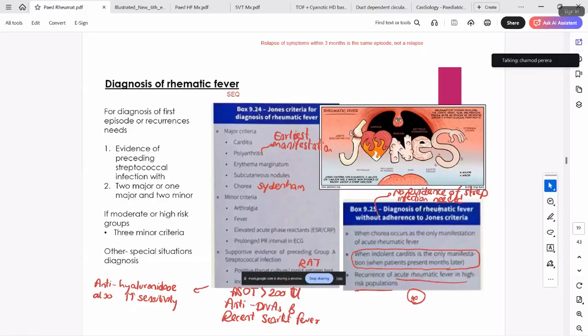Okay, and then you need to know that the recurrence of rheumatic fever is again high in these high-risk populations. When indolent carditis is the only manifestation, like when patients present months later, you don't need the criteria. On recurrence, you might not meet the criteria. When patients present months later with indolent carditis, again you don't need this, and chorea also you don't need. Basically, we go by the chorea only, right?